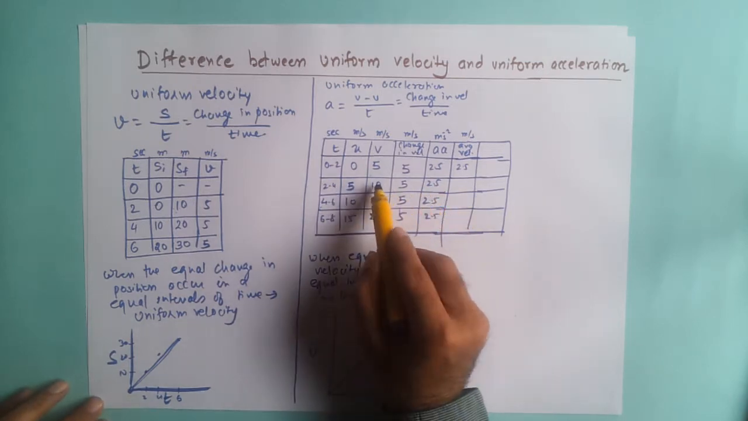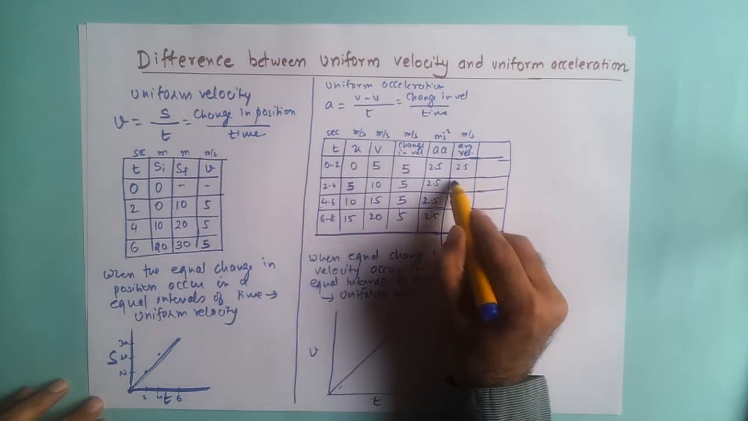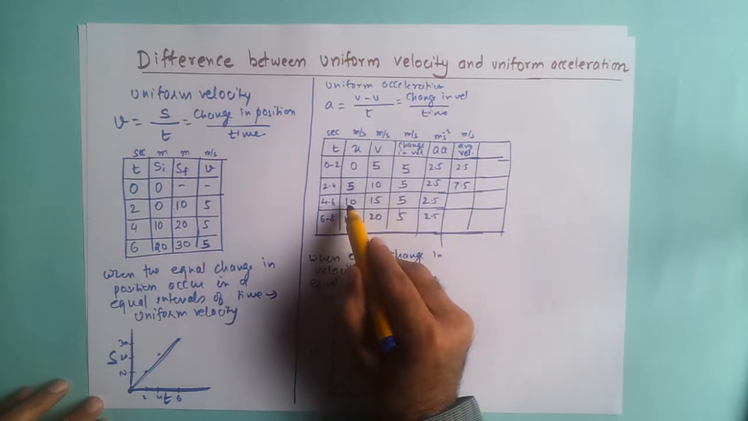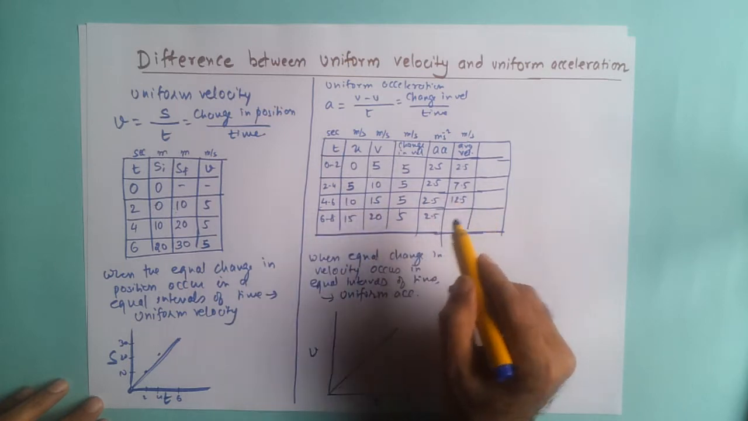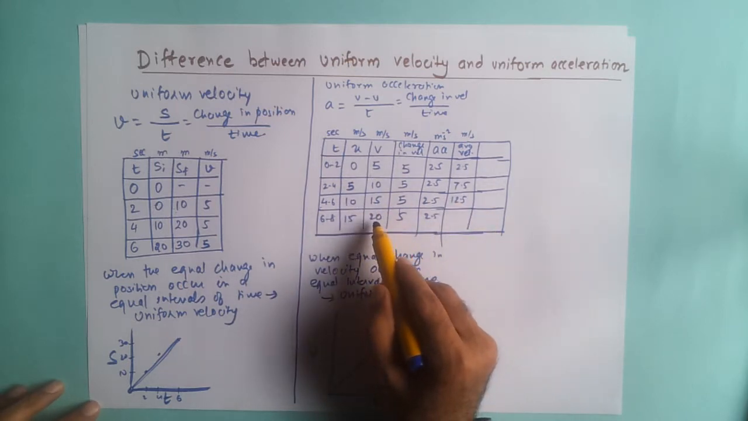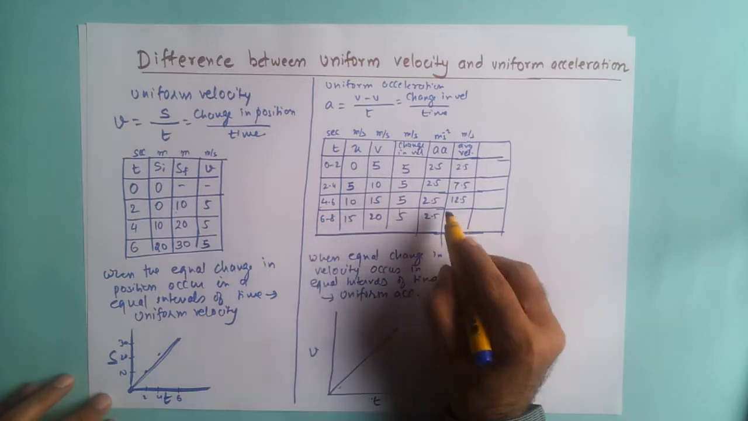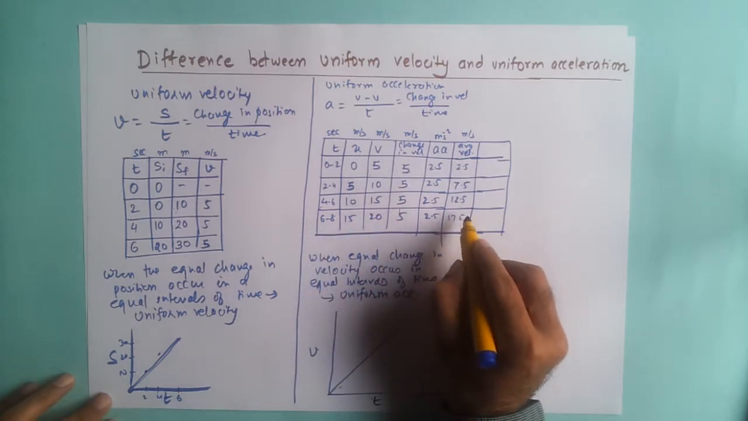So what is the average velocity? 10 plus 5 upon 2, 15 by 2, 7.5. Here 15 plus 10, 25 by 2, 12.5 meters per second. And here this is 20 plus 15, 35 by 2, so 17.5 meters per second.